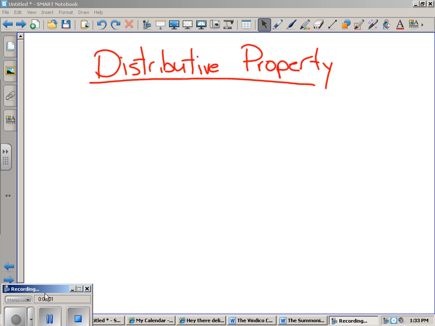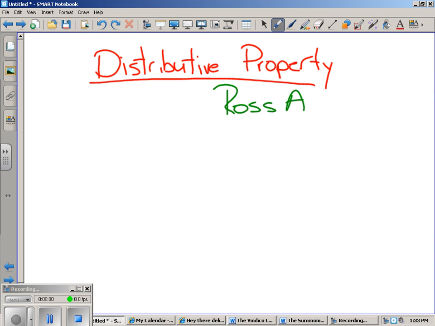All right, this is called the distributive property, and I like to joke around and call them Ross arrows because I've always wanted something to be named after myself with mathematics. So I call these Ross arrows, and they're absolutely not. It really is distributive property.